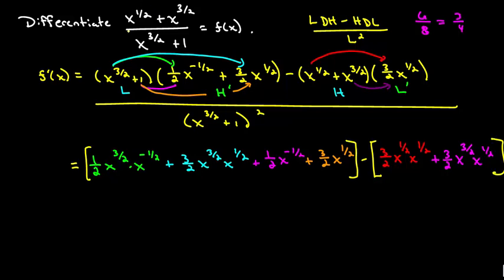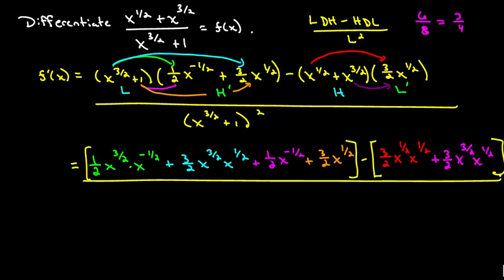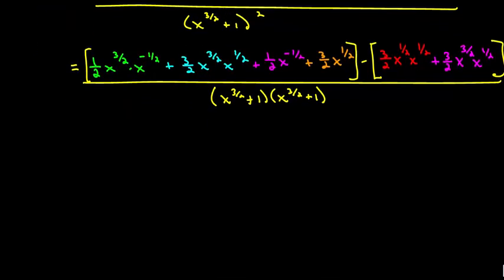And then of course the whole thing, again, I'm going to grab my ruler because this is ridiculously long. We got that whole thing divided by the denominator squared, which is going to be x to the 3/2 plus 1 times x to the 3/2 plus 1. I'll go ahead and square that out in a minute. Okay, so this is an ugly mess.